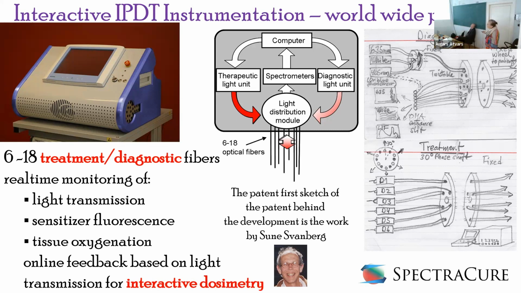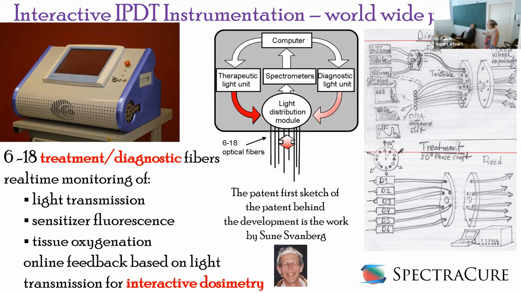This system has, of course, fibers for the light transmission, because light is needed, but it also has the potential of monitoring the fluorescence, the sensitizing agent inside the tissue, and also the tissue oxygen. And as you remember, these are the three compounds that are needed for efficacy. Utilizing these readouts, we can have an online feedback dosimetry, which is of course very important.